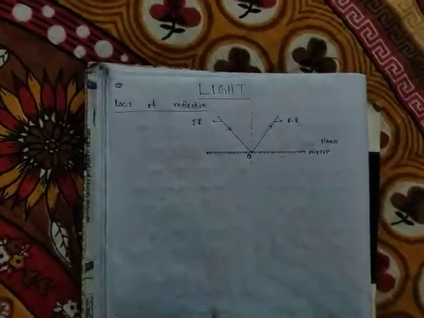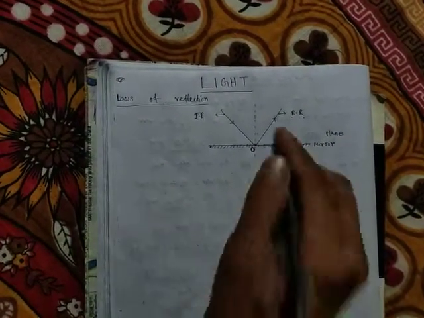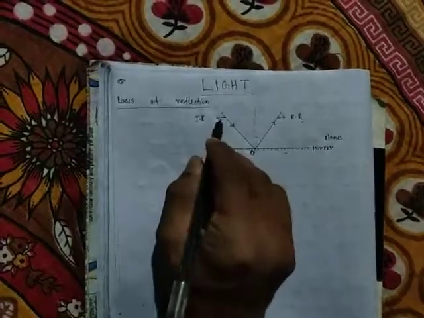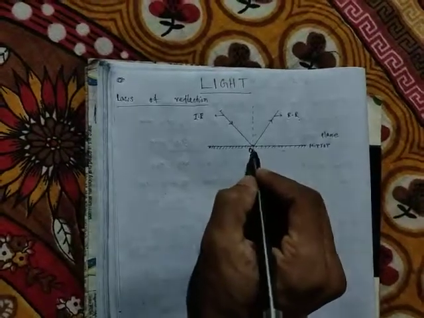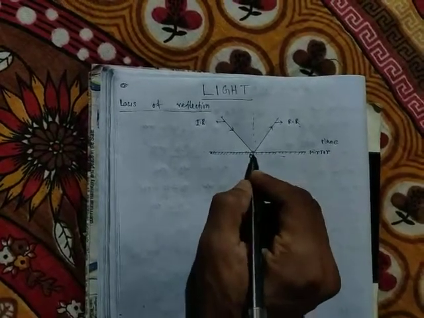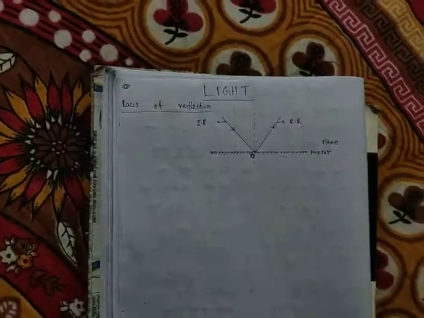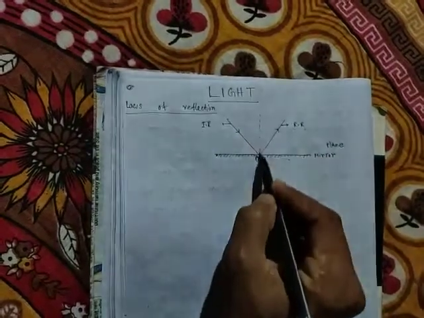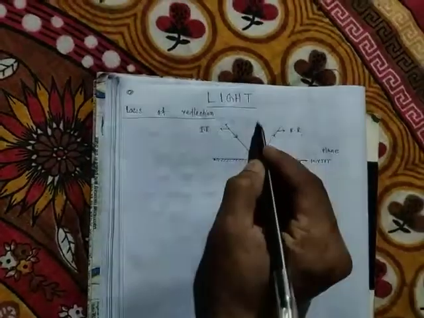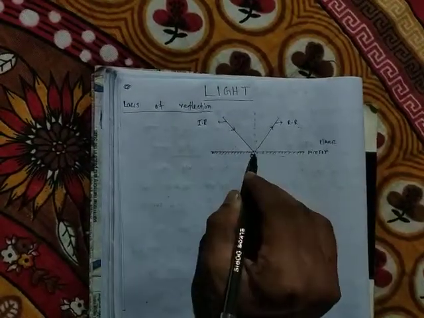And what did I say? I have to draw a normal at the point of incidence. That means here the incident ray strikes the surface at the point O, so this is the point of incidence. Now at this point I can draw a normal. This is the normal. Normal is actually what? Normal is the line drawn perpendicular at the point of incidence.